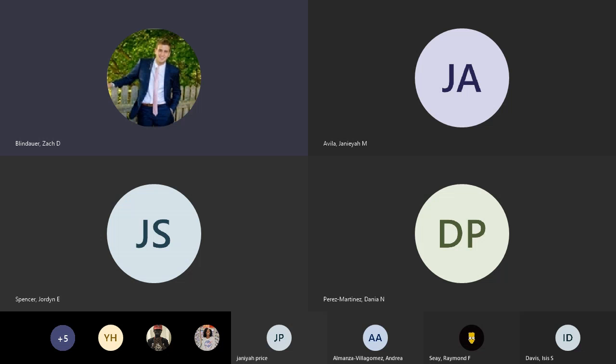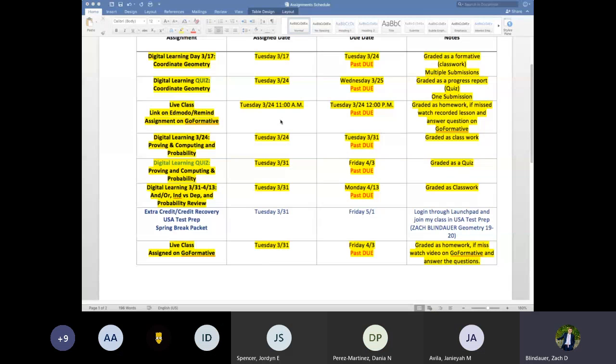All right. So everything in yellow is past due. Everything in yellow is all Go Formative stuff. The only thing that is non-Go Formative is the USA Test Prep extra credit. About that last class for you, the extra credit opportunity is credit recovery for this semester only. So if you see all this and you know you've only done a couple things, there's still more things to complete.